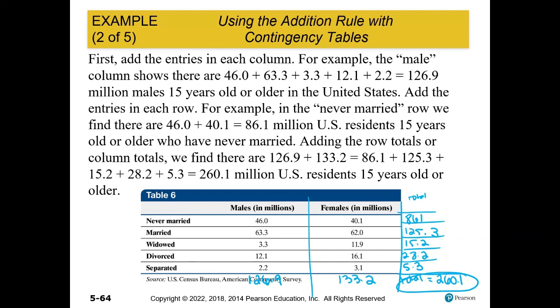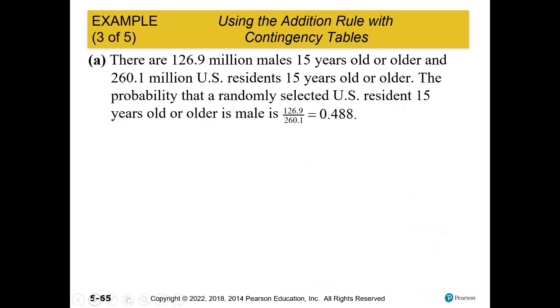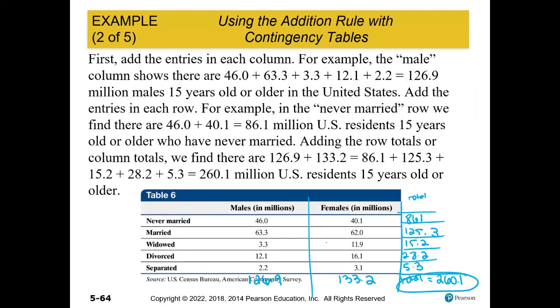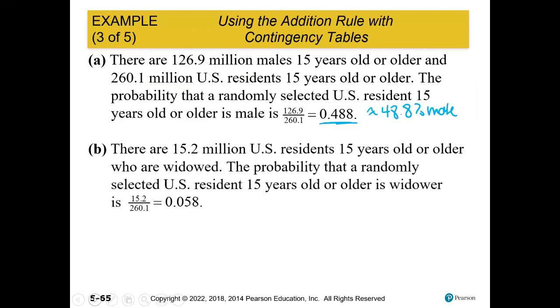The first question was, determine the probability that a randomly selected U.S. resident 15 years or older is male. We take how many males we have out of how many total. So 126.9 out of 260.1 is going to get me that first answer for A. We have roughly 48.8% that are male. Question B, determine the probability that a randomly selected U.S. resident is widowed. If I go to widowed, my total is 15.2 out of my 260.1. This is about 5.8% widowed, and this is of all U.S. residents.